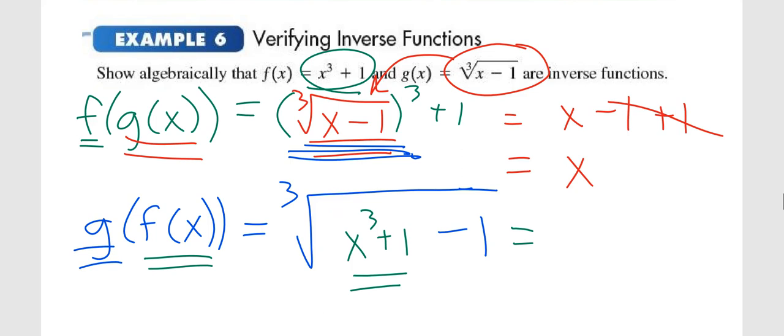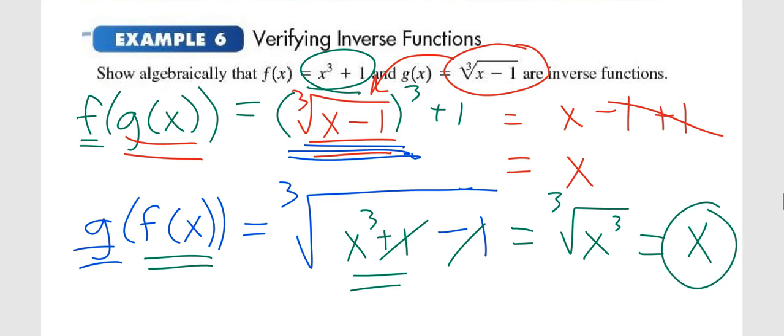Anything simplify? We got a plus 1 and a minus 1. So now I have the cube root of x cubed, which gives me x. Oh, look, we got exactly what we started with, no matter which one we did.